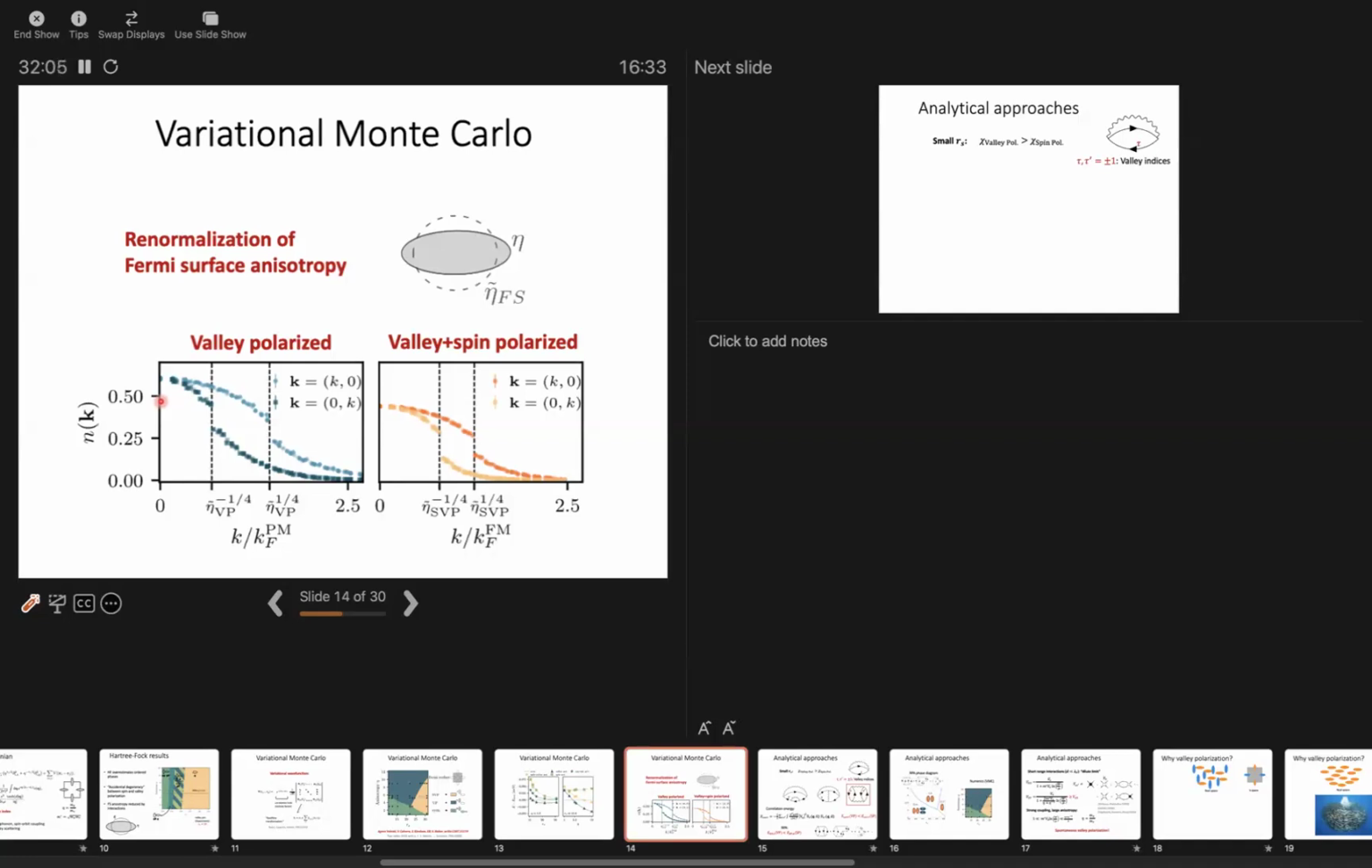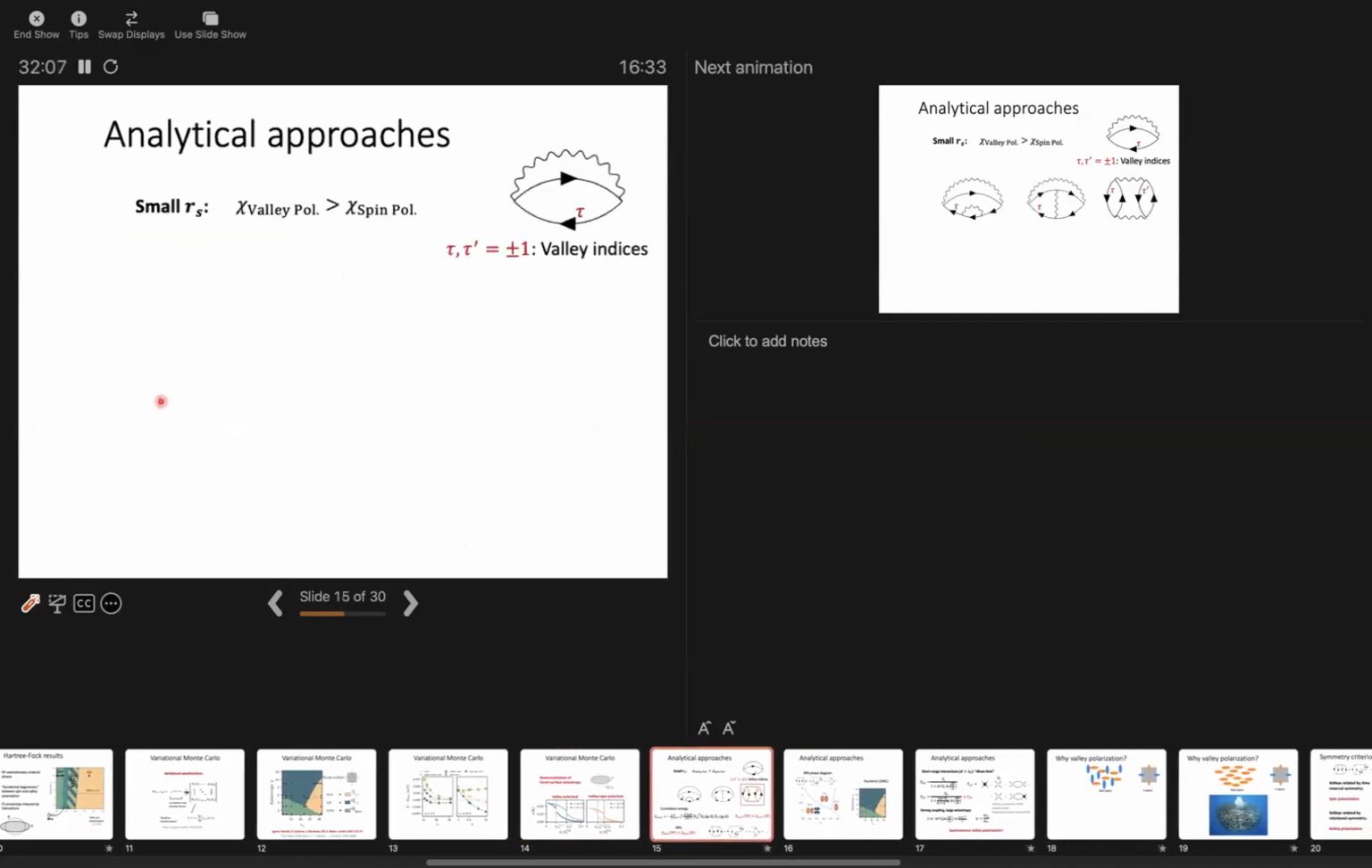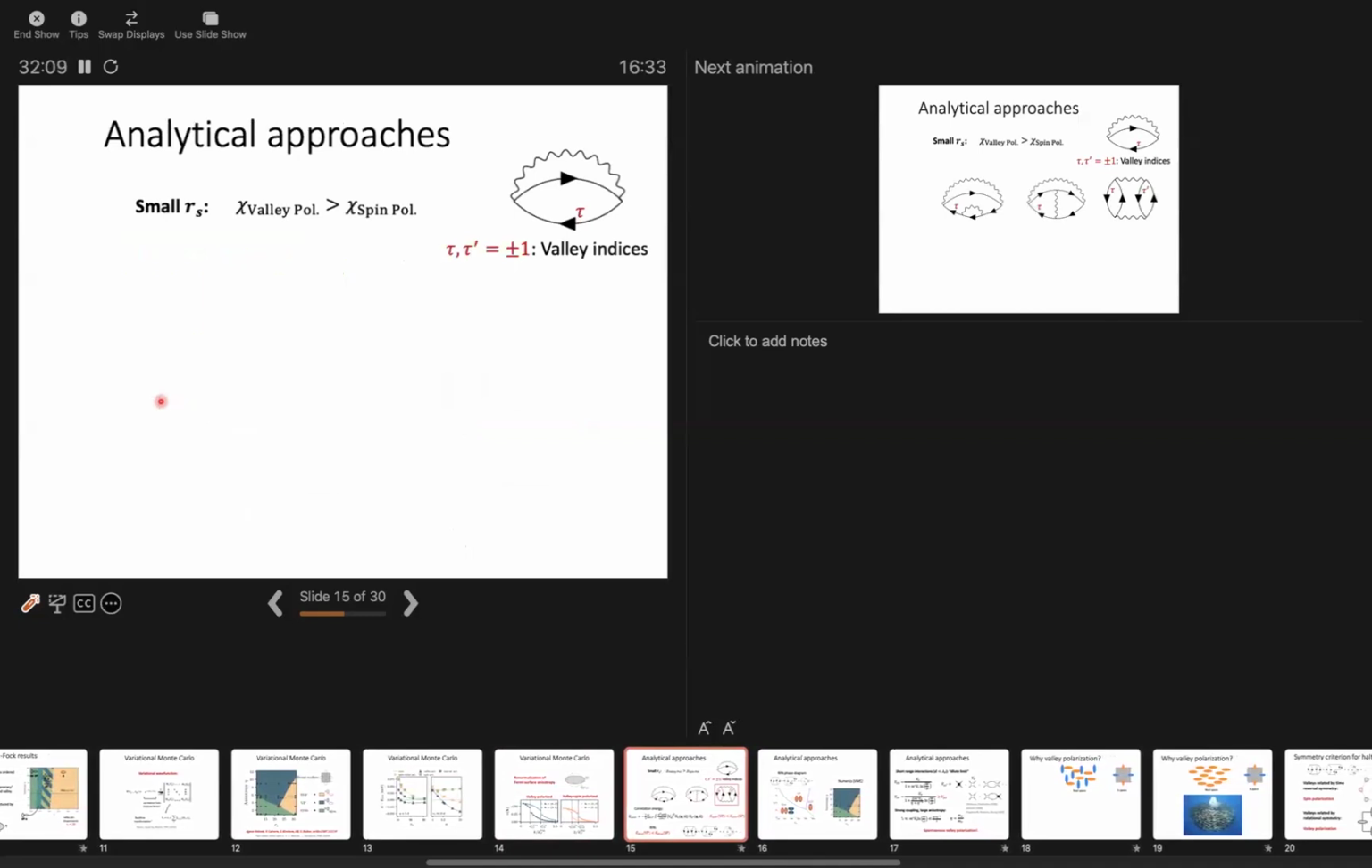All right. Yeah, so why is this happening? We'd like to construct some kind of analytical understanding of this, and we can only do that by expanding around certain limits. So we started from the limit of very small rs, weak interactions. Now when the interactions are weak, the ground state is always going to be the symmetric state. We're not going to favor symmetry breaking. We saw that symmetry breaking is favored only at quite large rs.